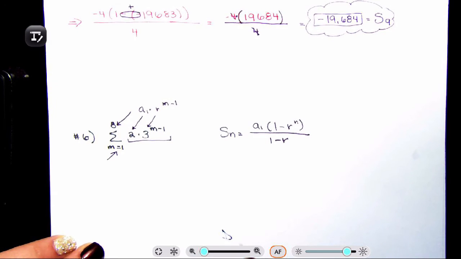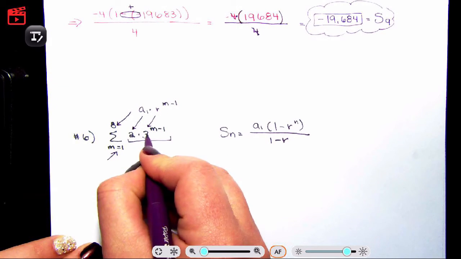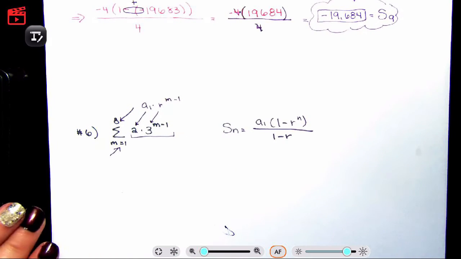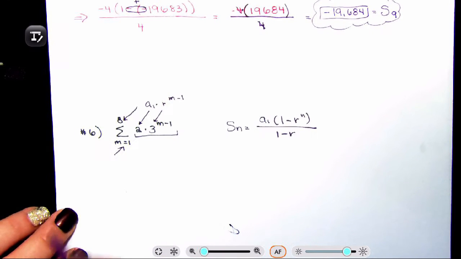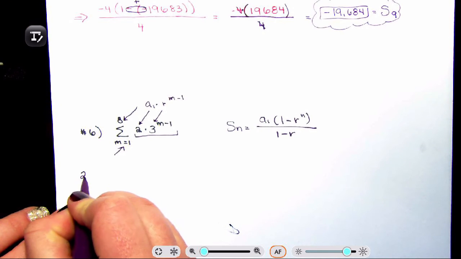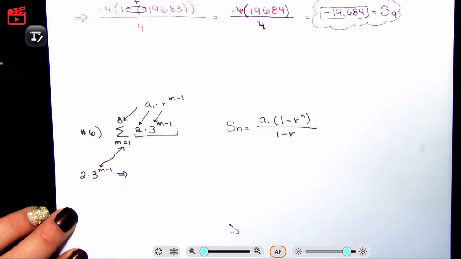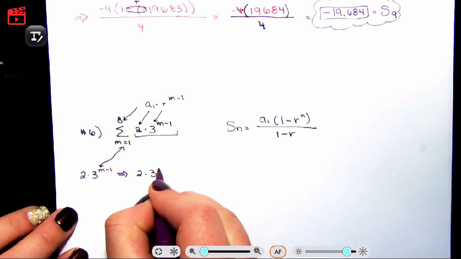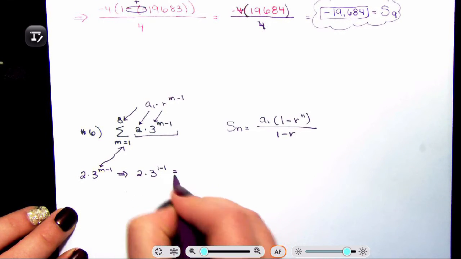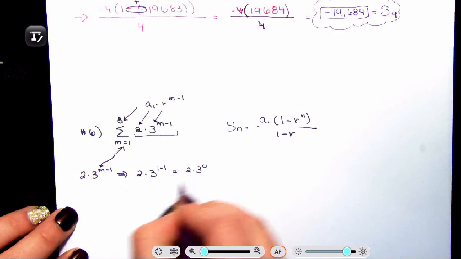Because this is an explicit rule for when we have a lower limit of 1, we know that a sub 1 is 2, and we know that r is 3. Now, this does change if your lower limit is not 1 or if your formula is given in a different format. The easiest way not to make a mistake is to take your formula, plug in your lower limit for m, or i, or n, whatever the variable is, and solve for your a sub 1. You won't make a mistake that way.